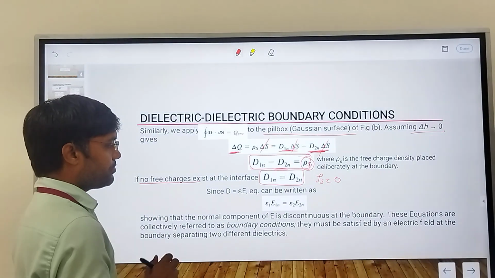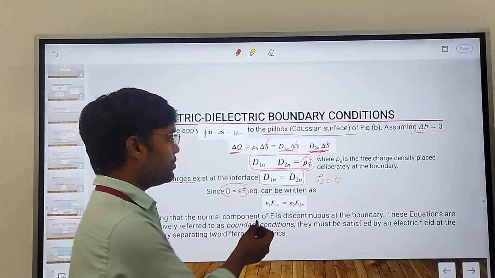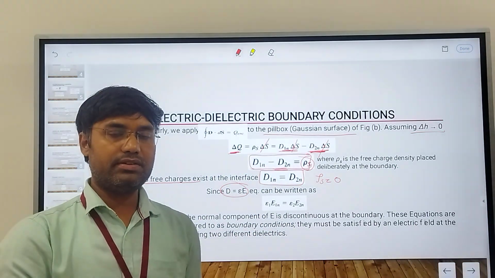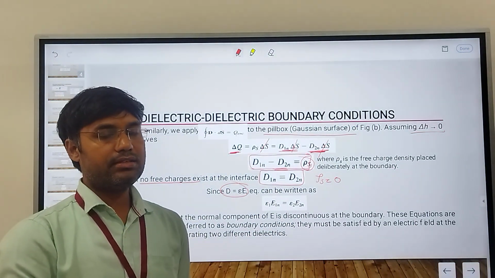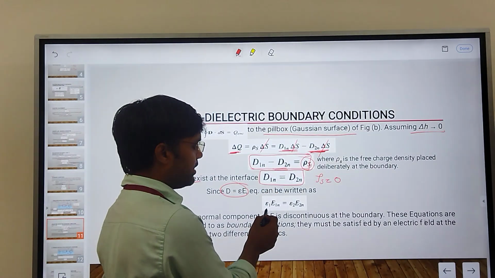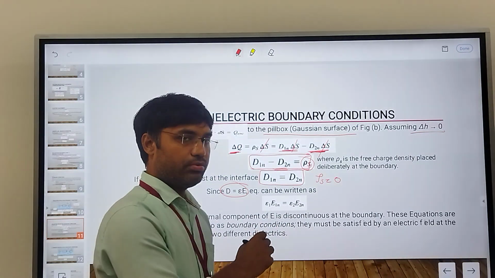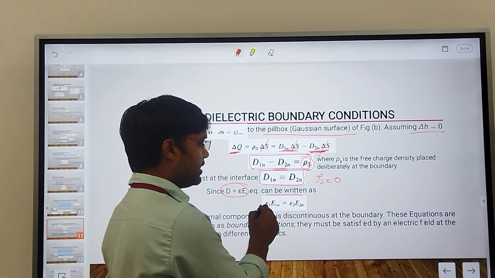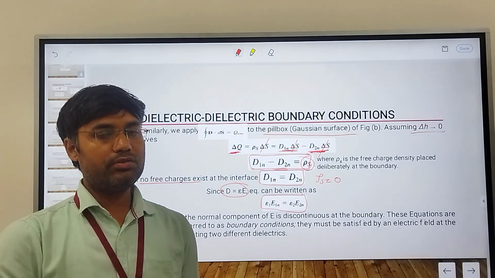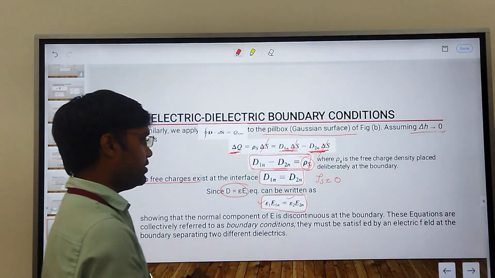It is not the same. Similarly, by putting D equal to epsilon E, we can derive the normal component of electric field intensity at both the mediums, E1 and E2. So D1n equal to epsilon 1 E1n equals D2n, which can be written as epsilon 2 E2n. So this means that the normal components of electric field intensity are discontinuous at the boundary because there are epsilon 1 and epsilon 2.